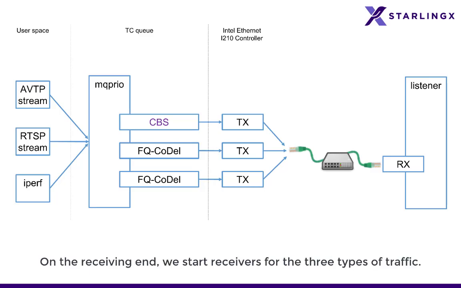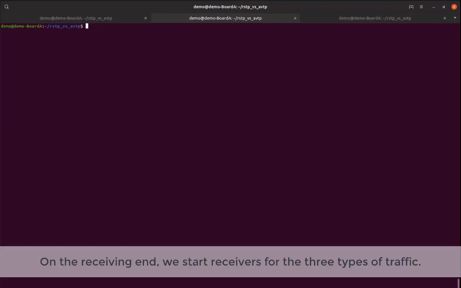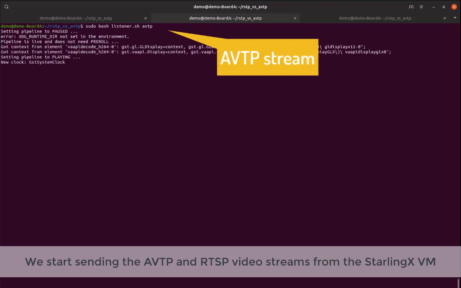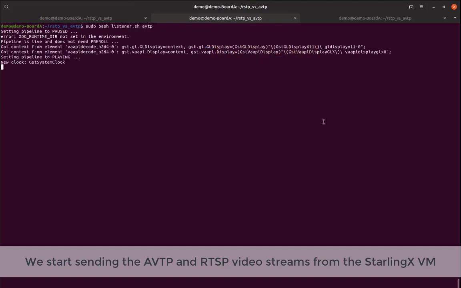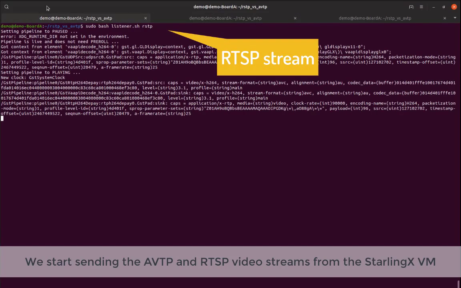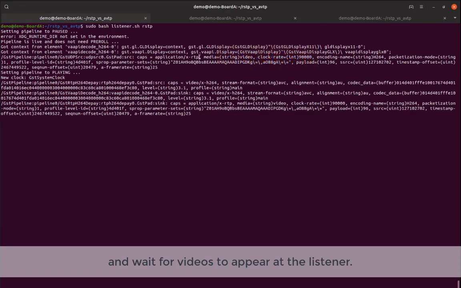On the receiving end, we start receivers for the three types of traffic. We start sending the AVTP and RTSP video streams from the StarlingX VM and wait for videos to appear at the listener.